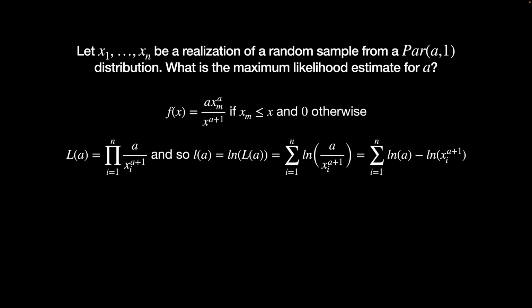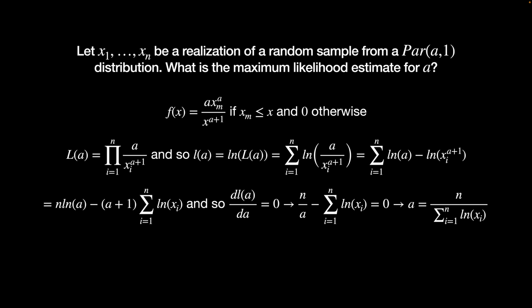Since ln of a doesn't depend on i, we can just move it out of our sum. And also, using that same property, we can just move a plus 1 to the front of our sum, since it was the exponent of x sub i.